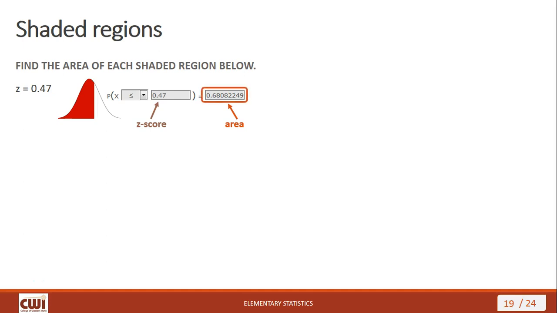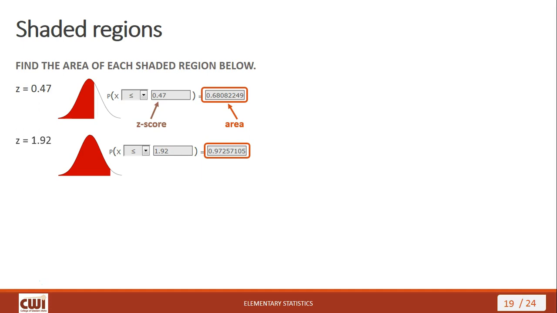So this is the probability, or the area underneath the curve for the shaded region. Let's look at another example. We want the area under the curve to the left of 1.92. So go ahead, punch that into StatCrunch, and see if you get the same answer I get. You should get 0.97 for your area.